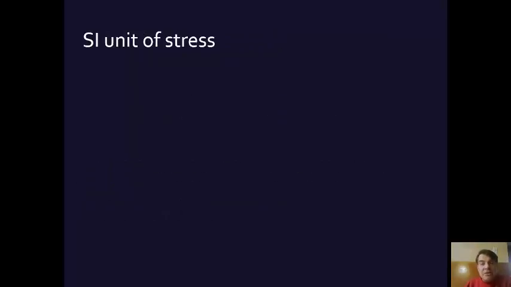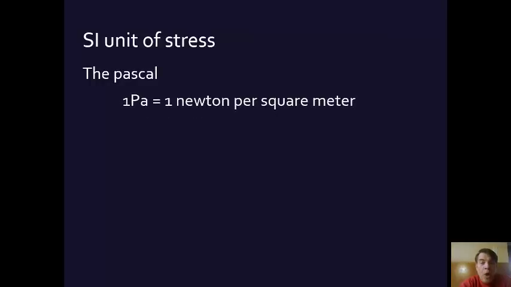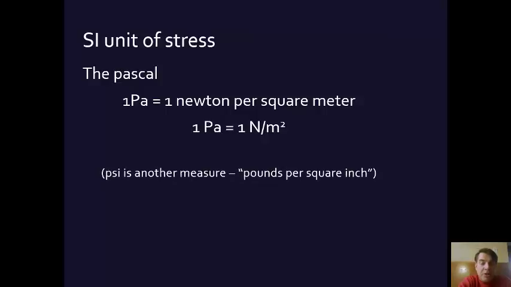Now, finally, in this introduction, the SI, the standard unit of stress in science, is the Pascal. A Pascal, Pa, is 1 Newton of force per square meter. So 1 Pa, 1 Pascal, equals 1 Newton per square meter. By the way, you may be familiar from somewhere else with pounds per square inch, PSI. That's another kind of measurement, using the English system. A PSI is a much larger unit than the Pascal.